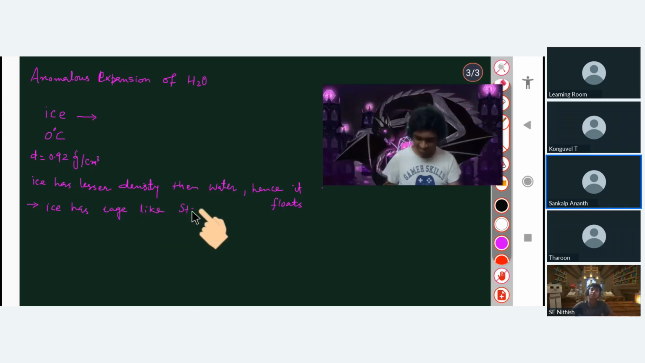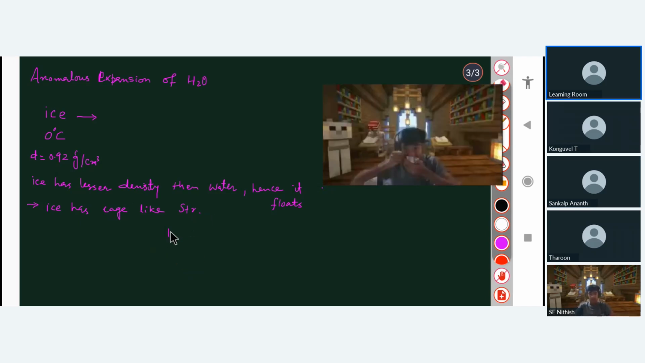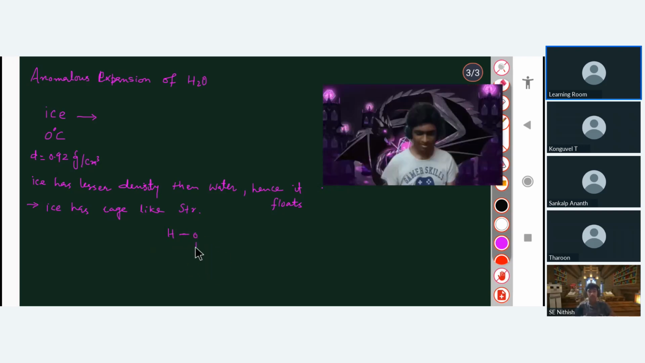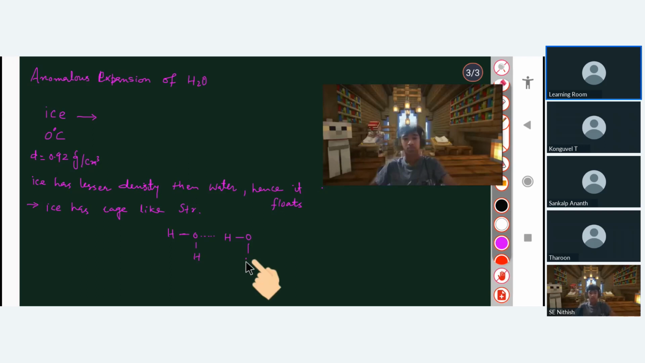Okay, I will show it diagrammatically, like in a chemical diagram. So this is my H2O water molecule, right? Now this oxygen forms a very special type of bond with another water molecule, known as a hydrogen bond. This dotted bond which I have shown here is known as a hydrogen bond, H bond, right?